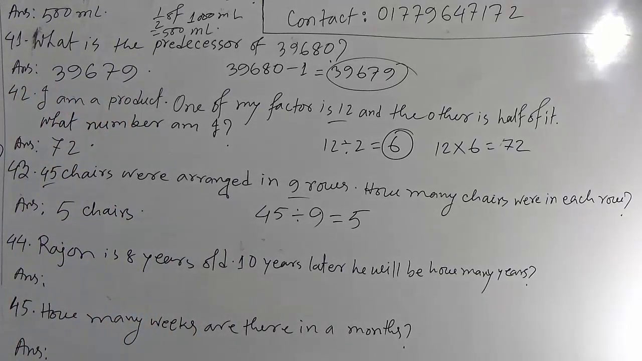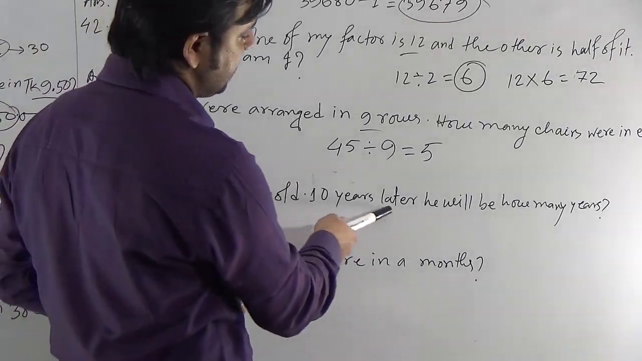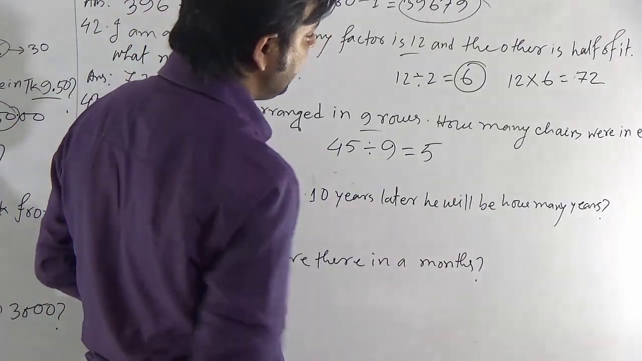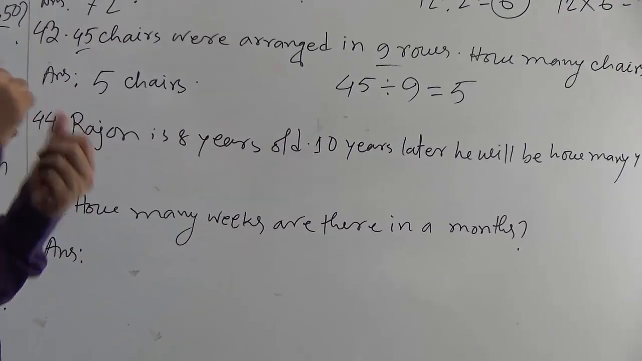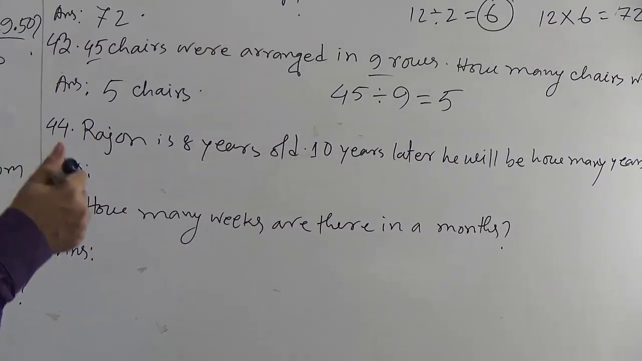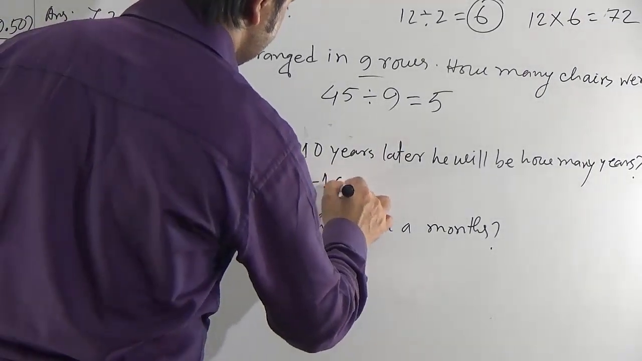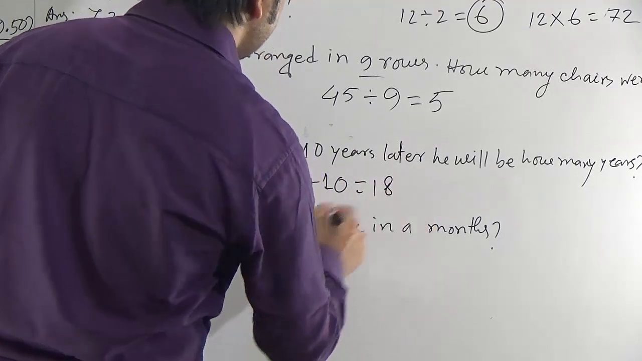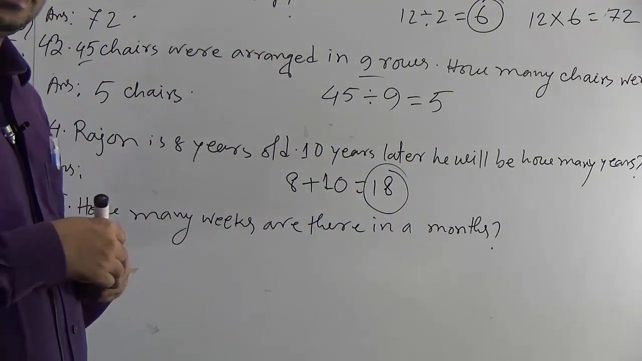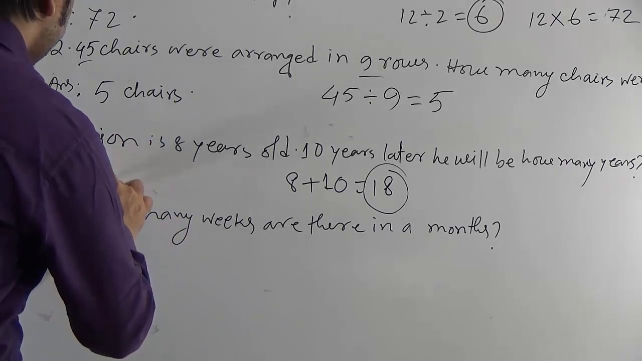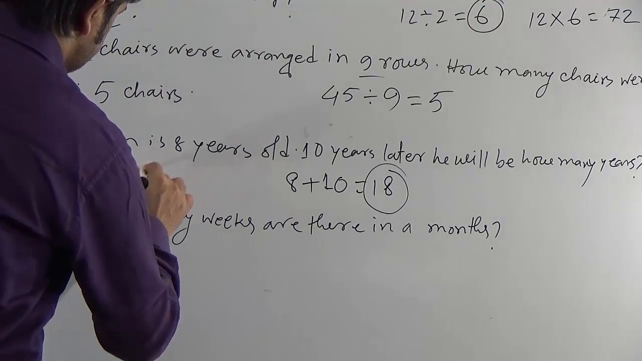Now question 44. Rajan is 8 years old. 10 years later, how old will he be? 10 years later means after 10 years. If it is after 10 years, then we have to add. It means we have to add 10 with 8. It will be 18. So after 10 years, the age of Rajan will be 18 years. So the required answer for question 44 is 18 years.